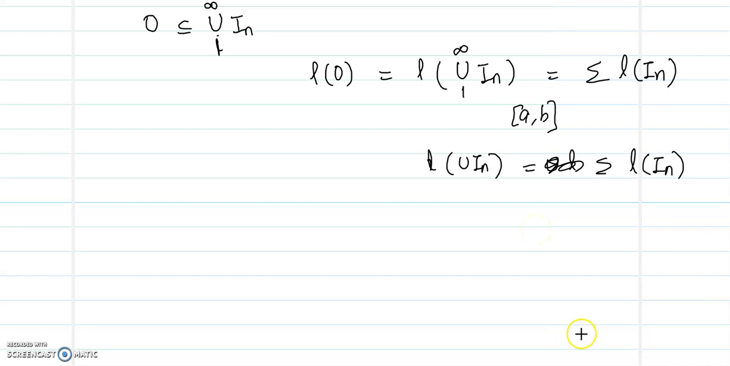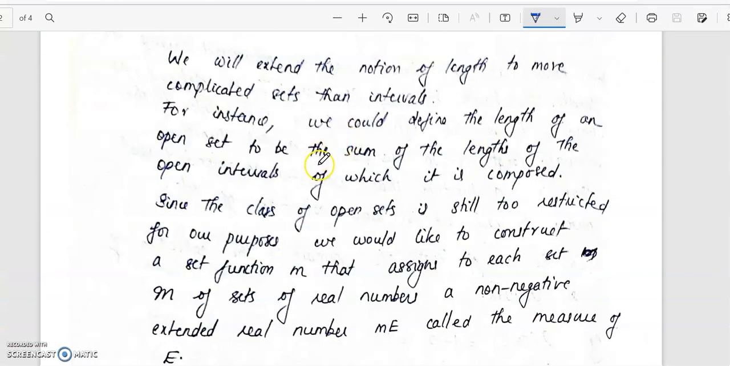So measure can be defined as a function which is defined on the set of all real numbers, and the measure of the union of the sets will be equal to the summation of the individual measures of the sets, and measure is translation invariant. So we'll generalize the notion of length of intervals to sets other than intervals, and this general set function which we are going to define will be called the measure.